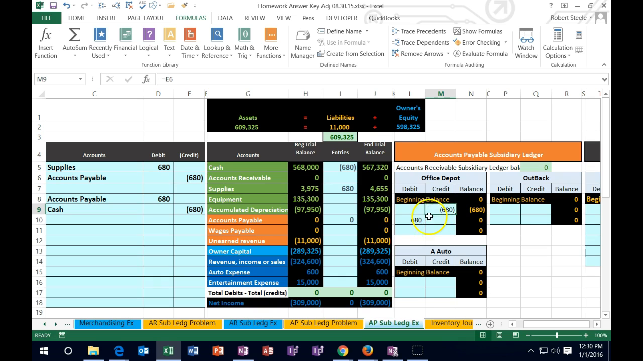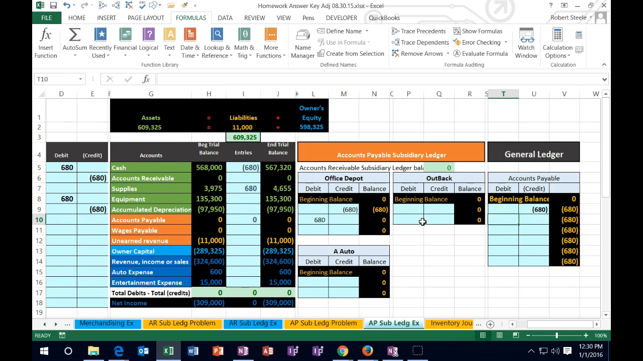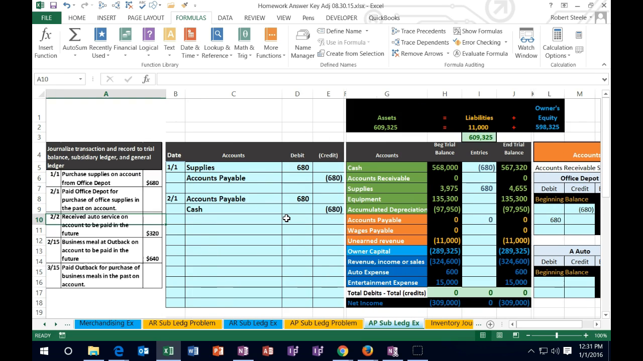We racked up the bill, then we pay it. That's what accounts payable looks like. And the same pattern, of course, will be in the general ledger, which will be by date only, not by vendor. So we're just going to record this same information in T10 equals this same activity, 680, bringing the balance down to 0. So now the general ledger is 0, the subsidiary ledger is 0, and the trial balance is 0. All right, let's see what happens next.